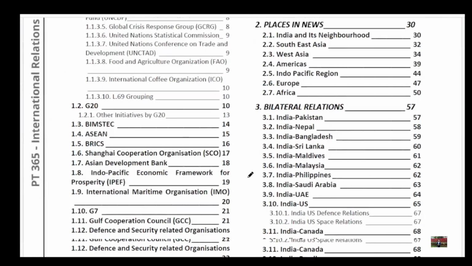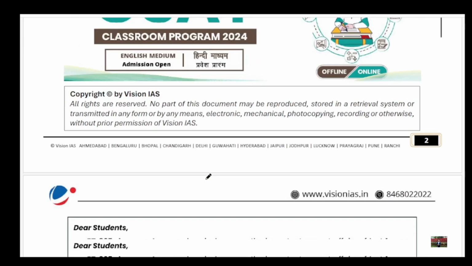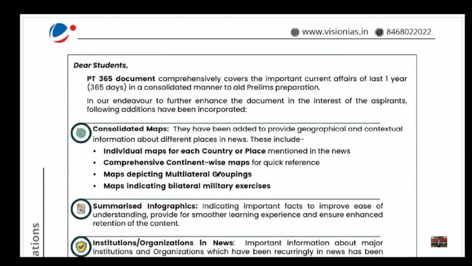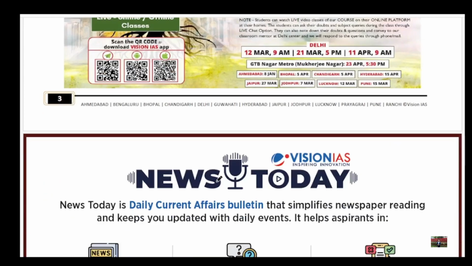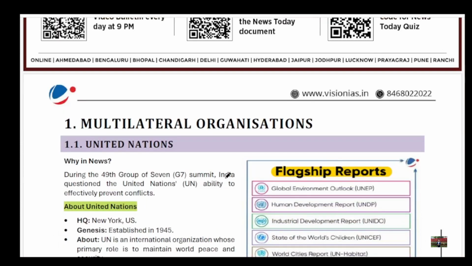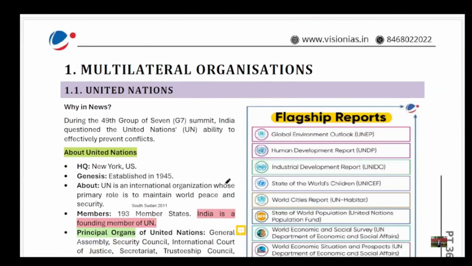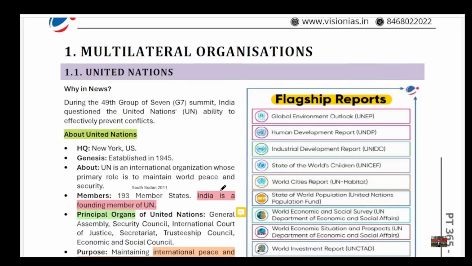There are a total of approximately 5 topics, with subtopics 5.12. So we will be seeing it very crisply and to the point, very important for our preliminary examination. Let's get started with the first topic, that is multilateral organizations. When we talk about multilateral organizations, the first organization is the United Nations.